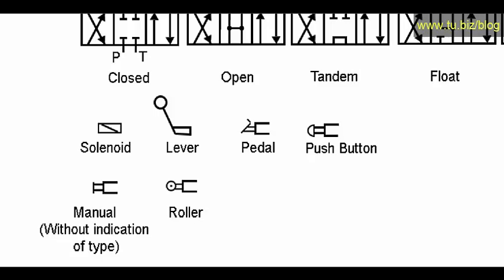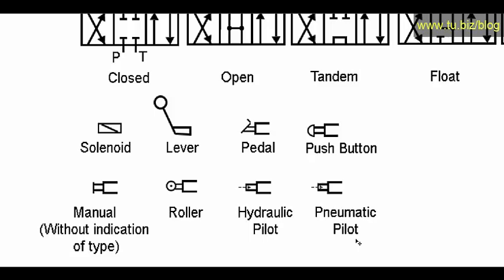We have a roller. We have a hydraulic pilot. And we have a pneumatic pilot. If you notice, the hydraulic pilot is a little triangle filled in black. It represents a hydraulic line. And the pneumatic pilot has a blank triangle inside the actuator, which represents air. So one is hydraulic and the other one is pneumatic.